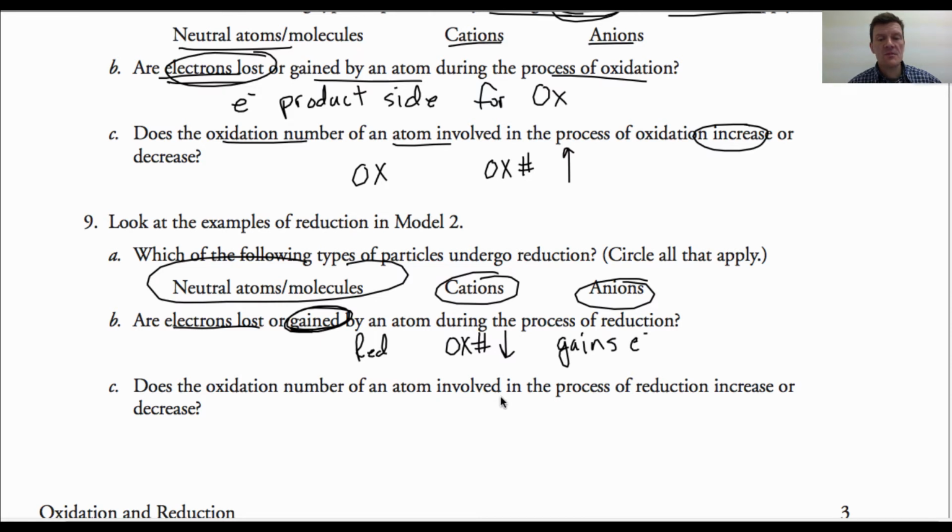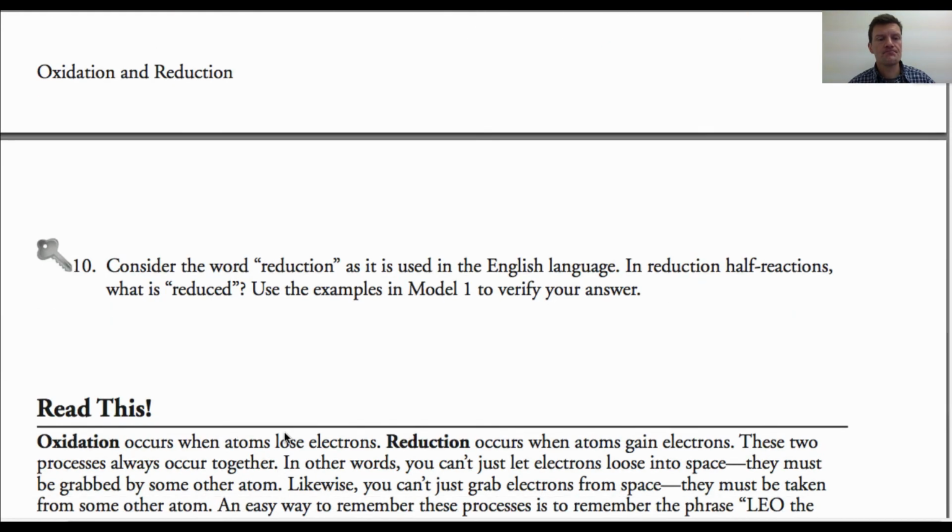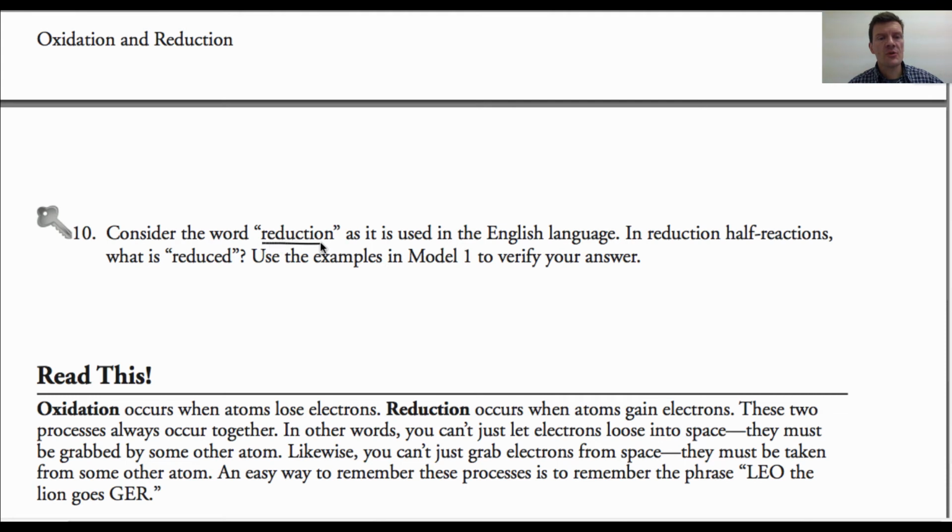Does the oxidation number, we just said this, it's going to decrease. Reduction, oxidation number is reduced, reduction. Consider the word reduction. In reduction half reactions, what is reduced? And that would be the oxidation number. The assigned oxidation number is reduced.